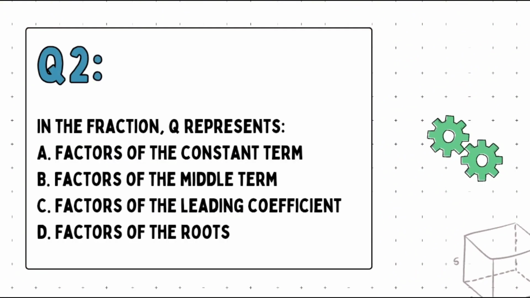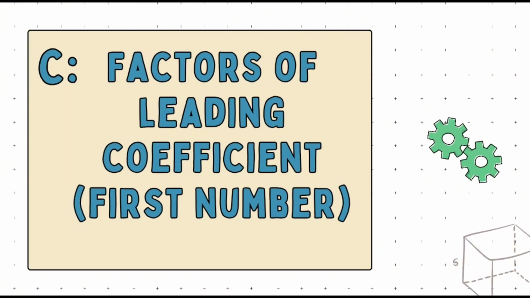Question 2. In the fraction, q represents a: factors of the constant term, middle term, leading coefficient, or factor of the roots. The correct answer is C. Factors of the leading coefficient, which is the first number.